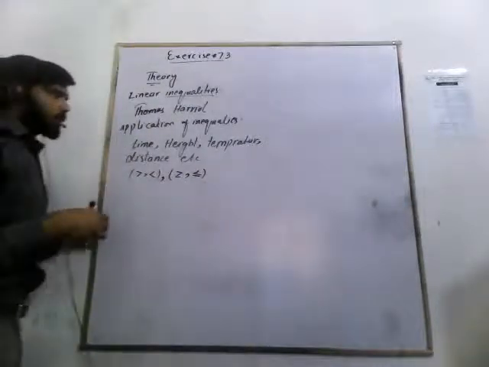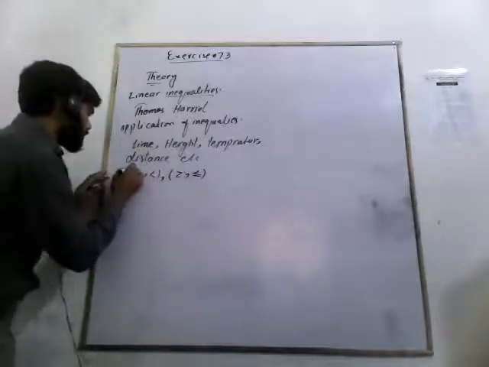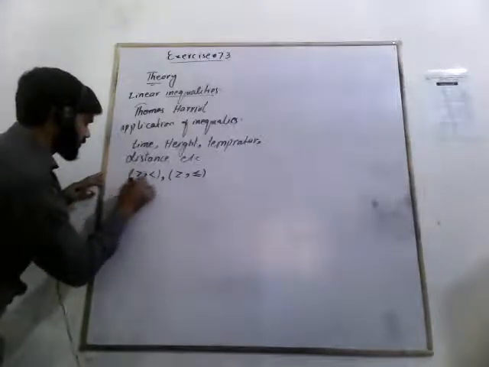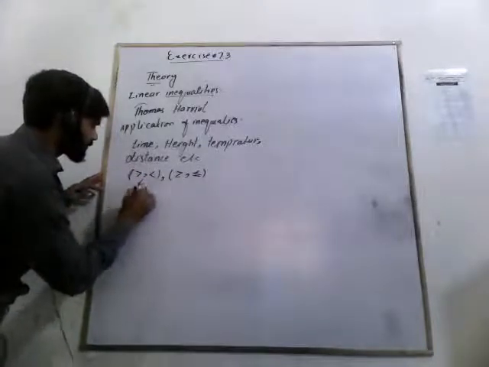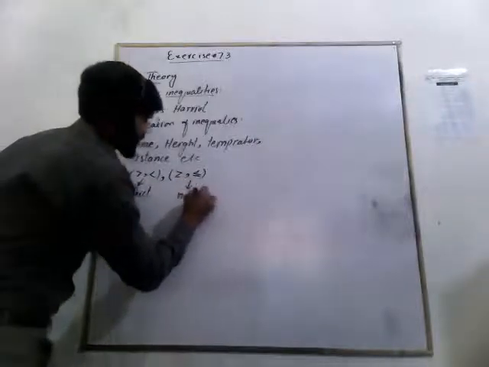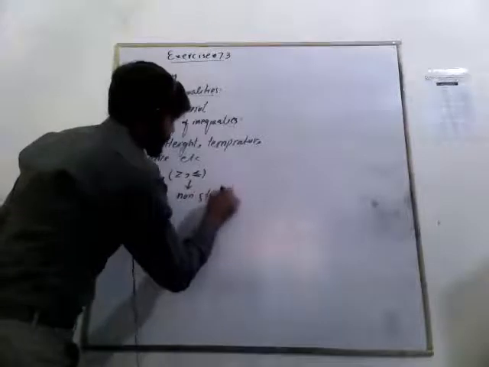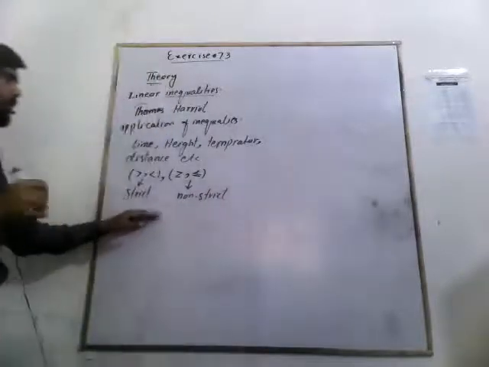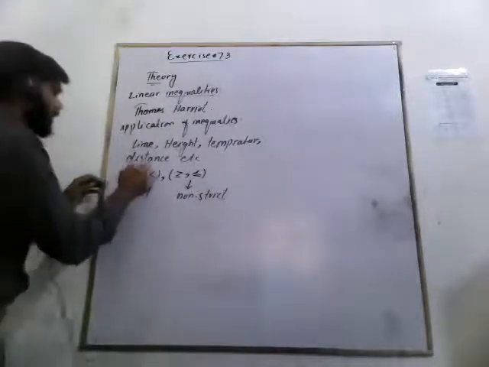There are four inequality signs. Two are strict, these two, and these two are non-strict. There are four inequality signs. Okay.